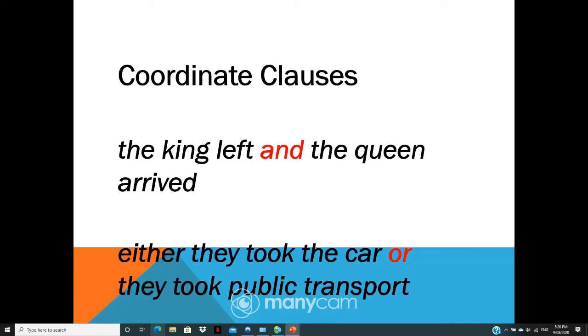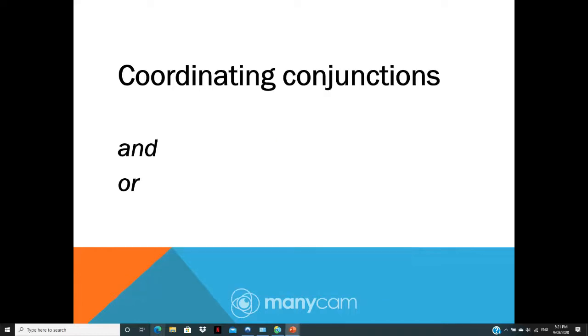So some examples from English of coordinate clauses. The king left and the queen arrived. Either they took the car or they took public transport. Both of the clauses in each of the respective sentences have equal weight, and they're connected with a conjunction in what are known as a coordinate clause relationship. They're connected together with a coordinating conjunction. So in English, examples are and, or; those are coordinating conjunctions.